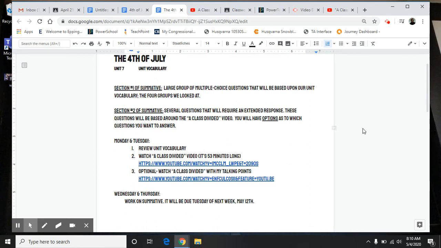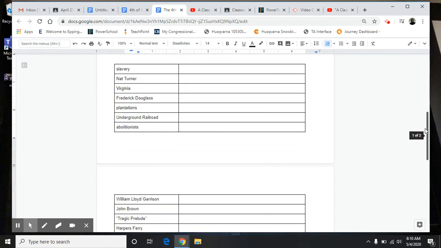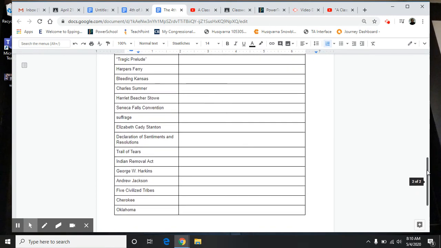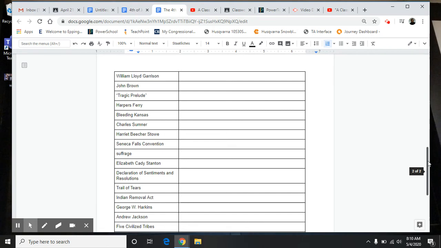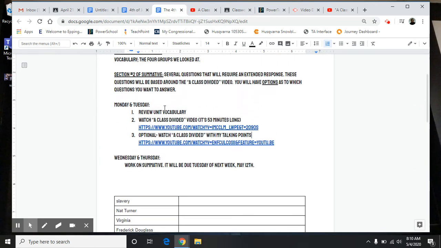Number one is to review the unit vocabulary. Okay, so that is all located right here. If you choose to fill in the column to the right with words or phrases that you think will help you, then by all means do that. It is not an assignment that needs to be done, however. So if you want to leave it as it is and just take a look at those words, fine. If you want to write in things, if you need to email me questions or leave comments on the Google Classroom page, then by all means do so. All right, so for Monday and Tuesday, review unit vocabulary.